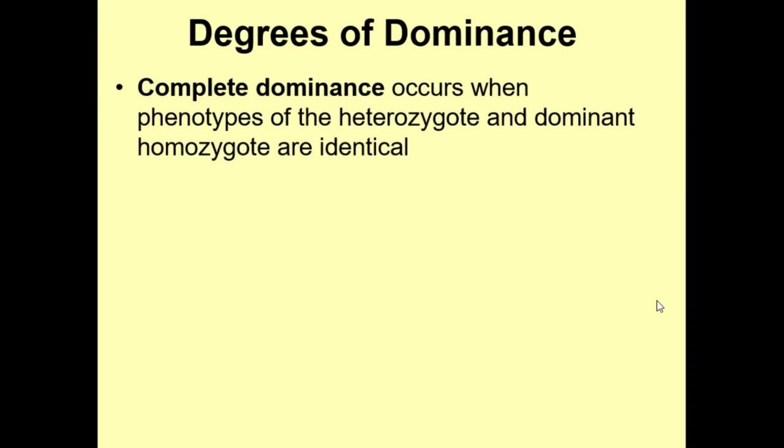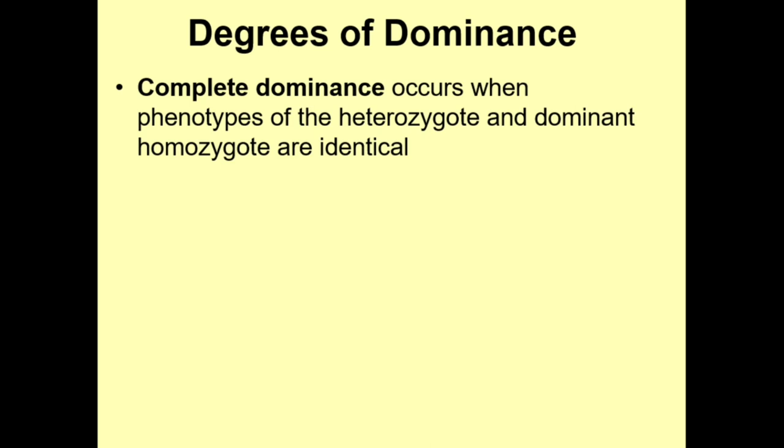So what we've been looking at so far with Mendel's experiments is something called complete dominance. This occurs when the phenotypes of the heterozygote and the dominant homozygote are identical. Looking at the examples we've already talked about, if we're talking about flower color, we know that purple is dominant over white. So if you've got the heterozygous allele combination, big B, little B, one dominant and one recessive, you'd still have purple flowers. And if you have the homozygous dominant genotype, big B, big B, that would also be purple flowers. So you have the dominant allele completely masking the recessive one.